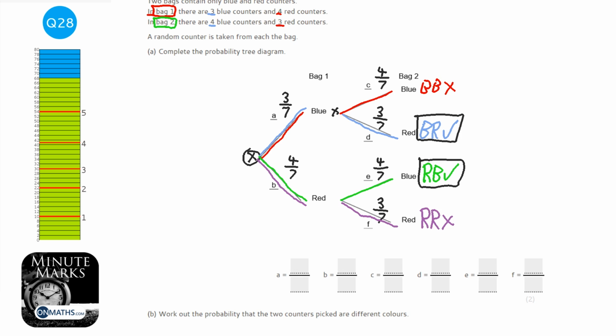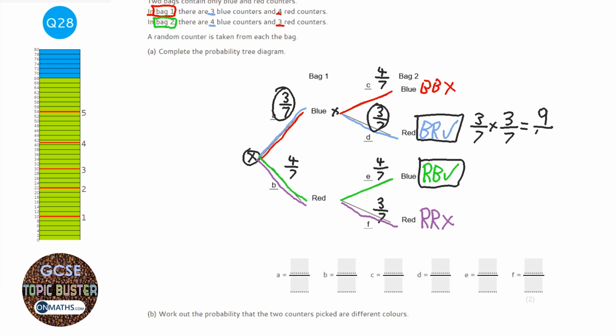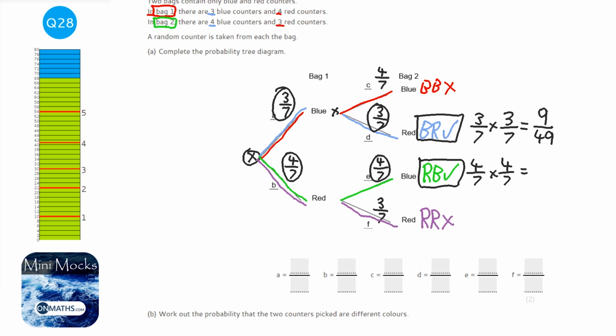Now the way of working out the probability of ending on either of those is just to write down the fractions that you passed to get there. So I passed this one, so 3 over 7, and I passed this one, so another 3 over 7. And then what you do is you times them. Now to times fractions, you just times the tops times the bottoms. So 3 times 3 is 9, 7 times 7 is 49. Let's do the same with the red and then blue. So we passed a 4 over 7, and we passed another 4 over 7. And let's times them. So that's going to be 16 over 49.